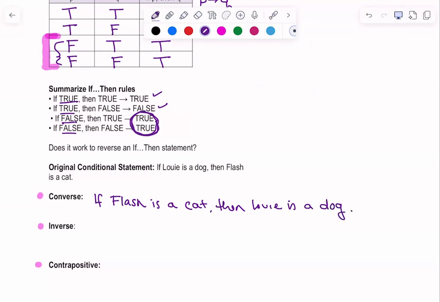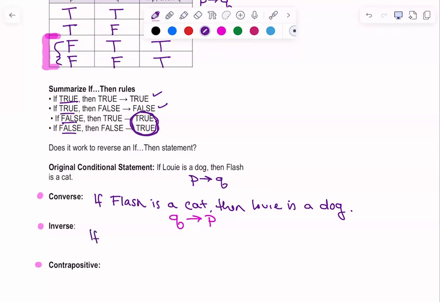Remember, the original conditional statement says, if P, then Q. With these symbols, what I'm now saying is, if Q, then P. That's what the converse does. It just flips it, so it might change your truth value. If Flash is a cat, that is true, then Louis is a dog, that is true. So that's still true.